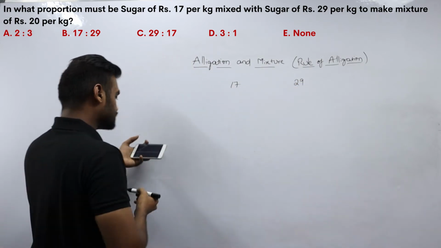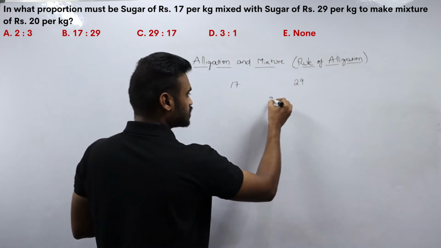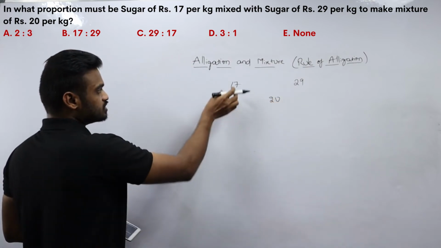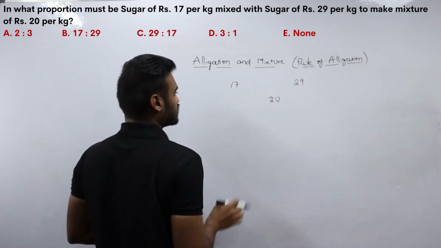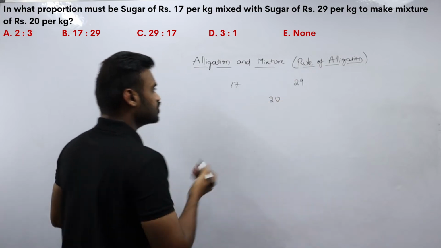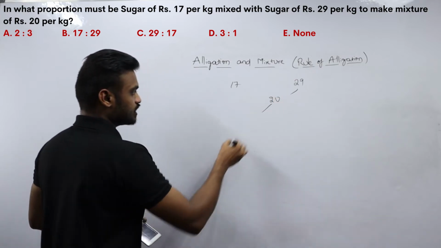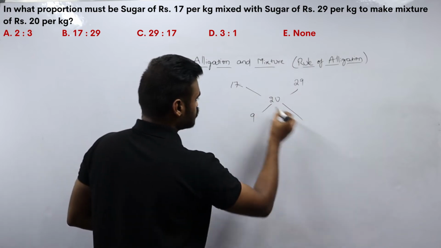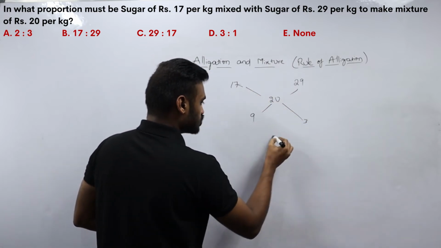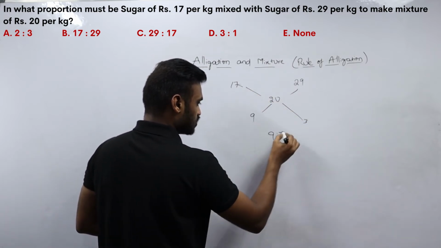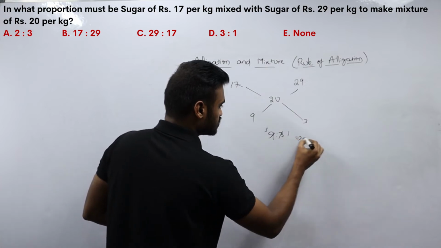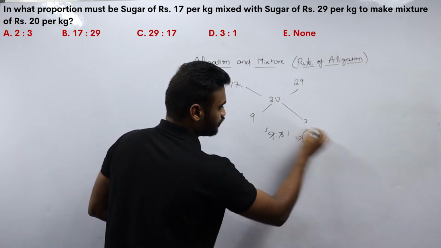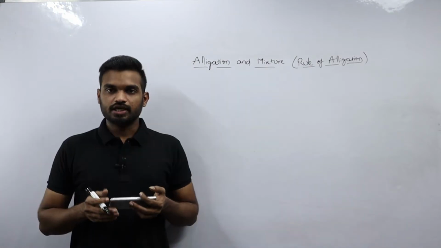Okay, to get a resultant mixture for 20 rupees per kg, I am writing the cheaper value on the left-hand side, the higher on the right-hand side, and the mean value in the middle. So I get 29 minus 20, that is 9, and 20 minus 17, that is 3. So the ratio is 9:3, and dividing by 3, the resultant ratio is 3:1. Okay, now let's see the third problem.